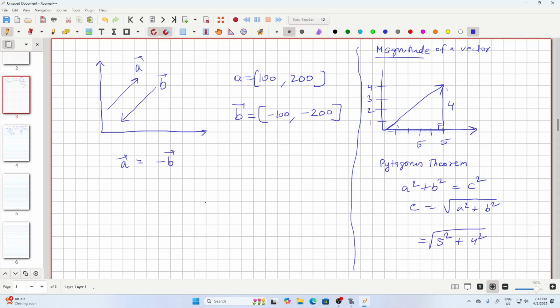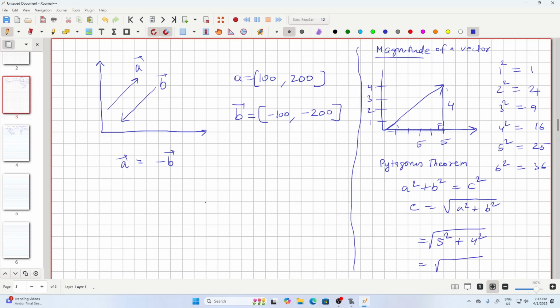Now how do you find under root? Well, we don't know. Let's learn something called a table of squares. 1 square is 1, 2 square is 4, 3 square is 9, 4 square is 16, 5 square is 25, and 6 square is 36. Okay, so let's see how much we get.